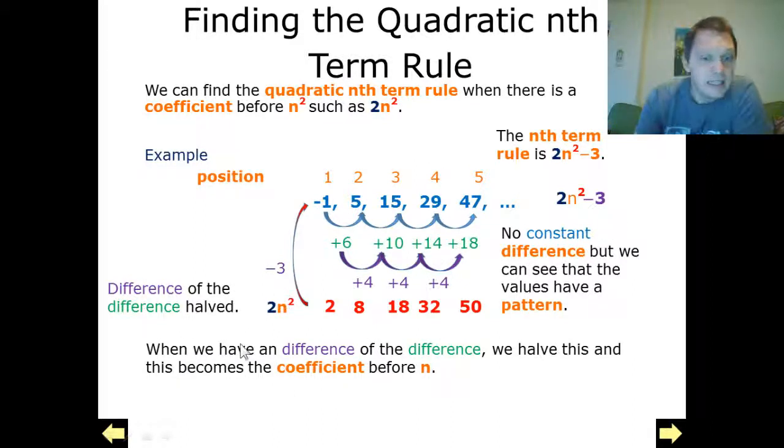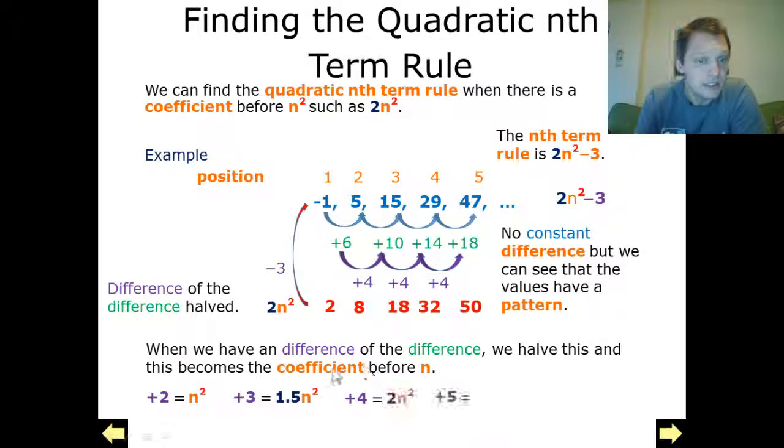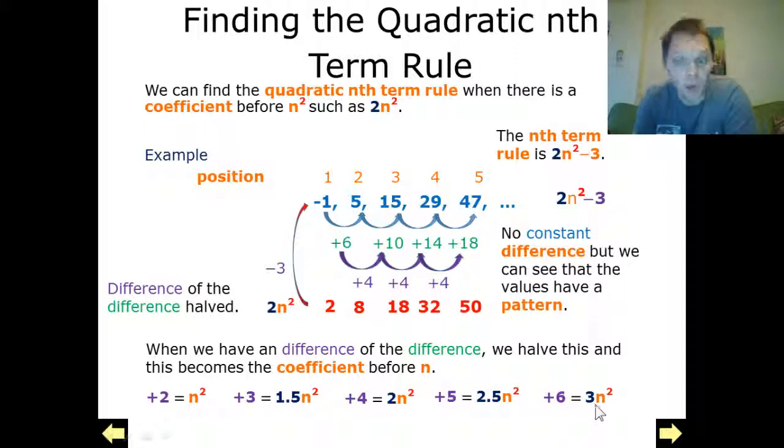Now, this is an idea which again throws certain learners. In which case, anytime that we're looking at the difference of our difference, we've got to remember that we've got to halve this, which becomes the number in front of our n squared. So if our constant difference is add 2, we're not going to write anything in front of our n squared. If our constant difference is 6, it's going to be 3n squared.